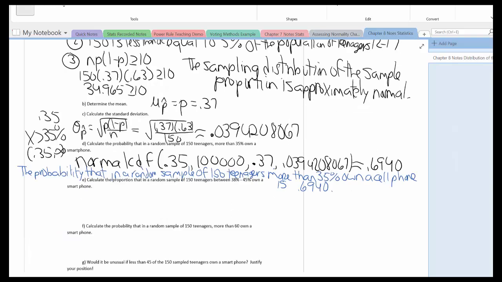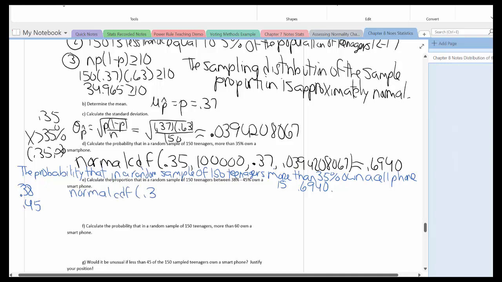Okay, let's take a look at part E. Calculate the proportion that in a random sample of 150 teenagers between 38% and 45% own a smartphone. Okay, that's 0.38, that's 0.45. So, normal CDF 0.38, comma, 0.45, comma, the mean, comma, the standard deviation. That's this. So below, I'll write out another interpretation for this problem.